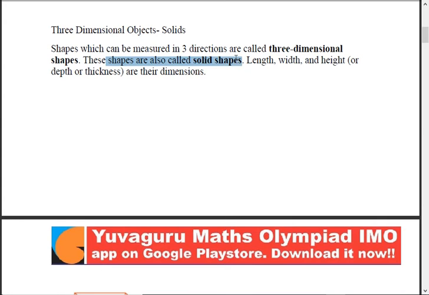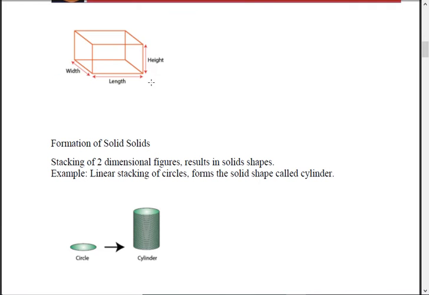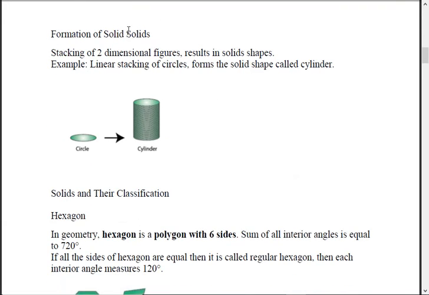These shapes are also called as solid shapes. Length, width and height. Somebody calls this breadth, somebody calls this thickness. One and the same. Okay. See this, length, width and height. Always remember.